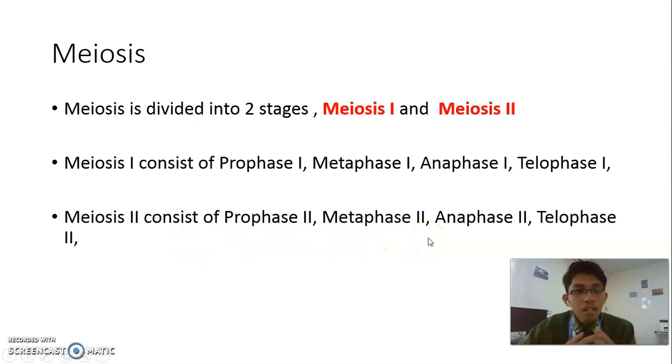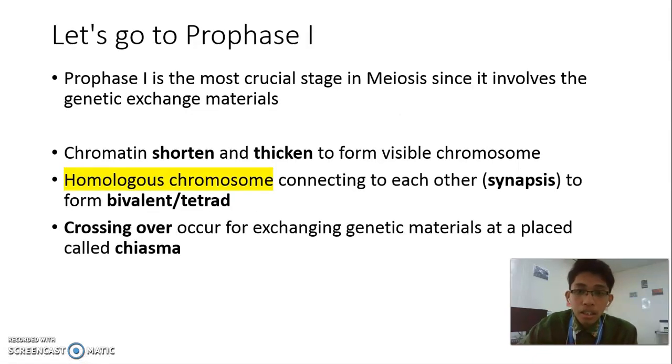In meiosis, you need to focus on what happens in prophase I. This is the phase that contributes to genetic variation. Out of the 8 phases, prophase I is the stage that contributes to genetic variation. You need to be familiar with the new terms, which might be confusing the first time, but as long as you keep on reading, you will understand it.